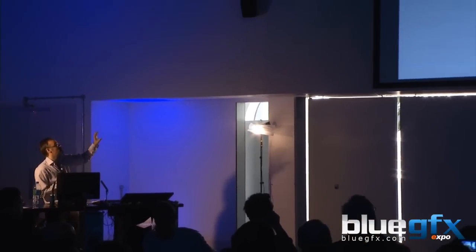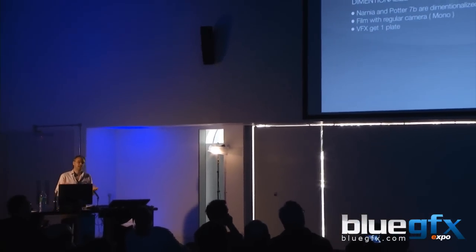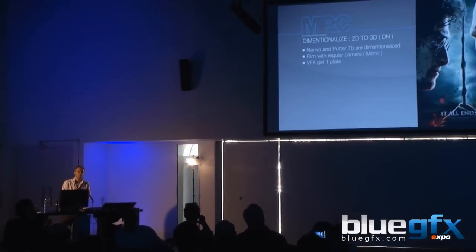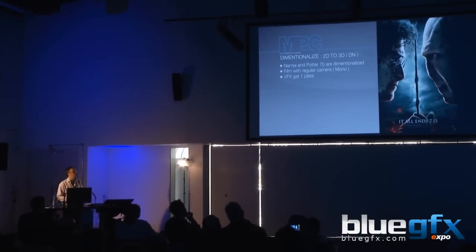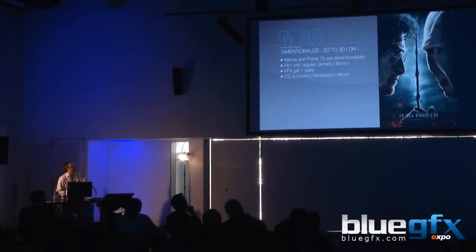But so what does it mean, dimensionalized? It's filmed with a regular camera, a mono camera, a single camera for the standard way, the way that it was done before, which removes all these problems of having to worry about the rig, the fact that they're heavier, the fact that they have mirror, the fact that there are few of them, they're very expensive. So that's great, there's a big plus here. Visual effects get one plate, great for us, we're used to getting one plate, we're used to doing only one roto, only one everything.